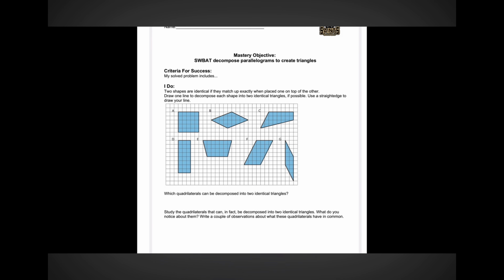Okay. So this I do says 2 shapes are identical if they match up exactly when placed on top of each other. You're going to draw a line to decompose, meaning to break apart, each shape into 2 identical triangles. So let's look at A, right down the middle. Voila, there we go. We've got cut in half, identical shapes. If you folded it on that line, they would fit on top of each other nicely. B is a little messier. I can totally cut it down the middle, but you may notice if I just folded it in half, this corner would be there and this corner would be there. That said, if I flipped one of these over, they would still fit on top of each other and they still have the same area.